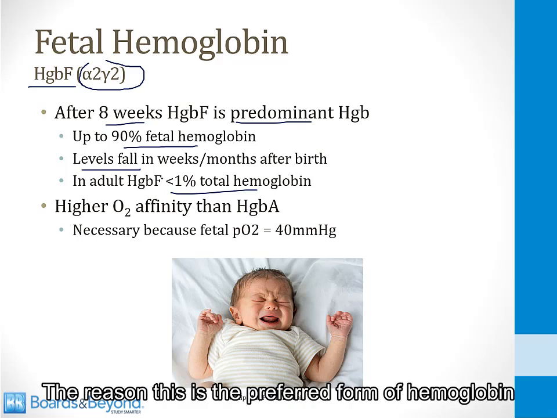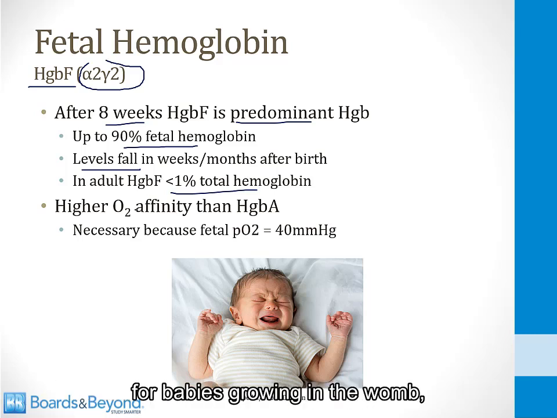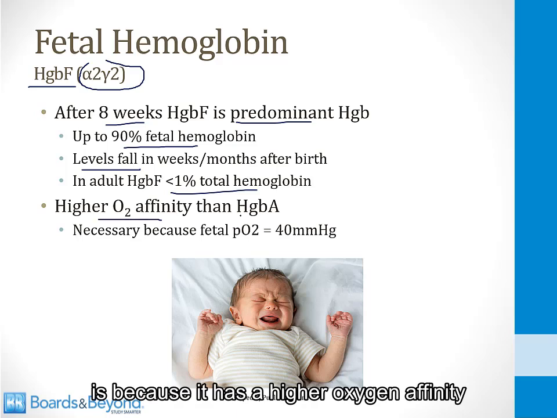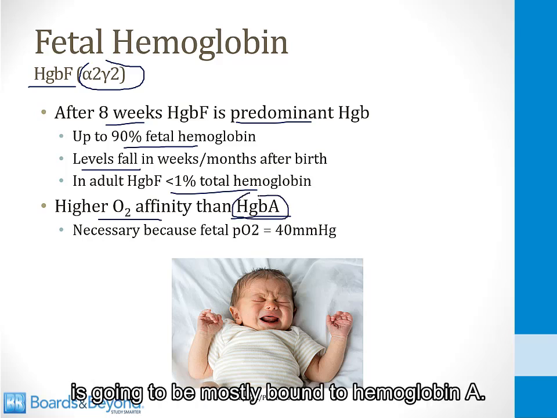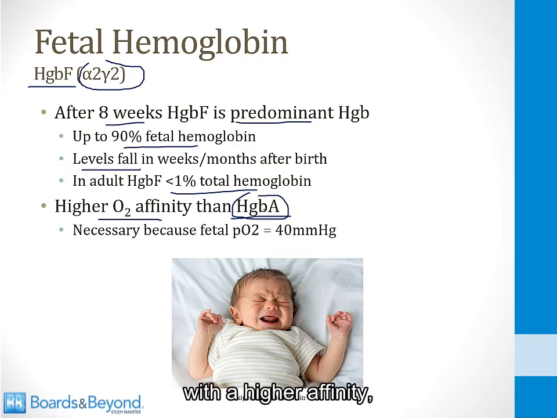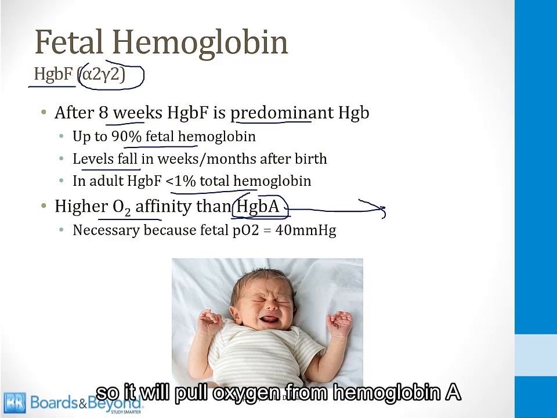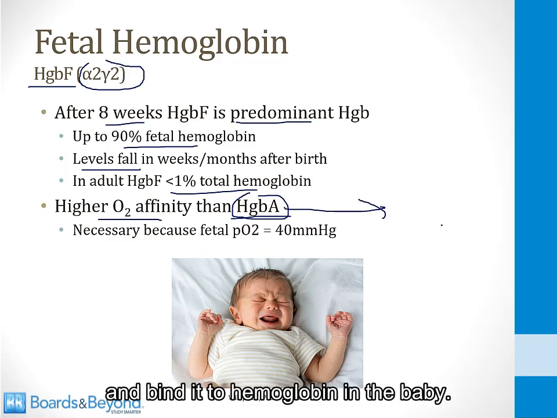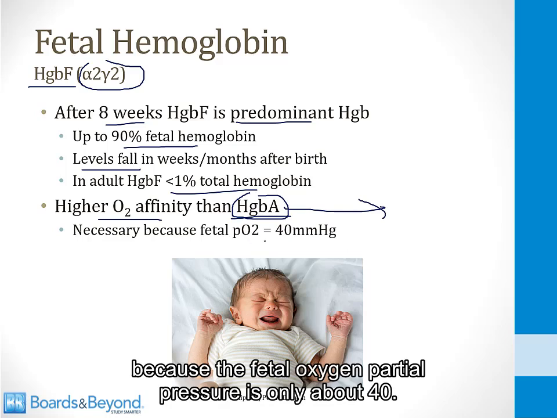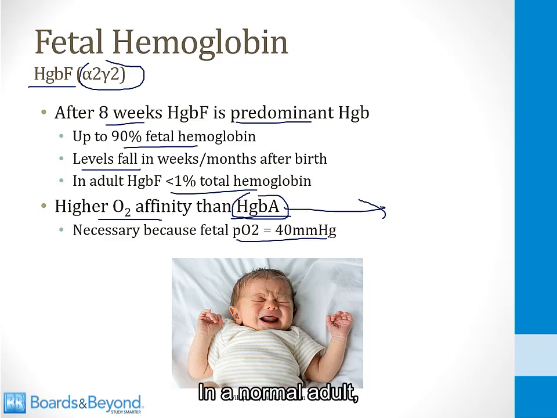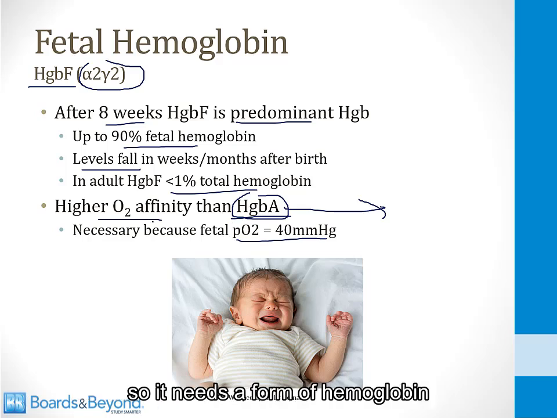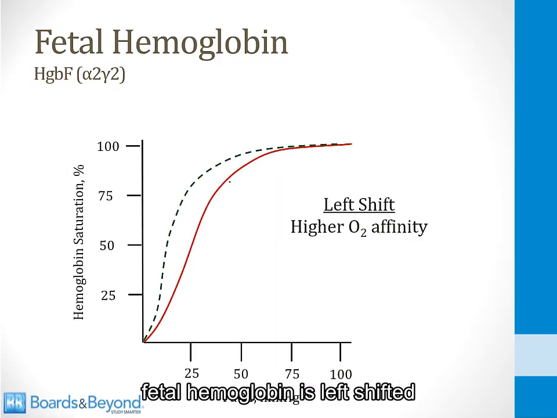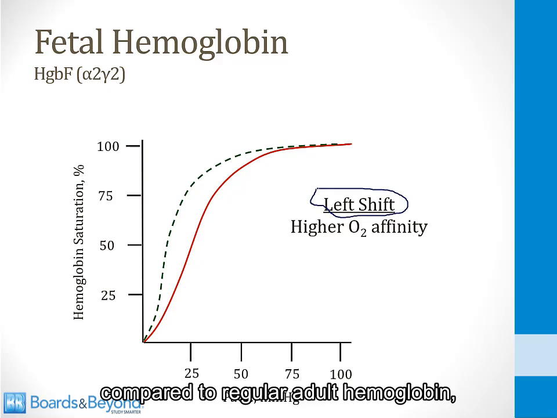The reason this is the preferred form of hemoglobin for babies growing in the womb is because it has a higher oxygen affinity than hemoglobin A. Remember that hemoglobin in the mother is going to be mostly bound to hemoglobin A, so you want a hemoglobin in the baby with a higher affinity so it will pull oxygen from hemoglobin A and bind it to hemoglobin in the baby. And this is very important because the fetal oxygen partial pressure is only about 40. In a normal adult, the oxygen partial pressure is about 90 or so. It's much lower in the baby when it's growing, so it needs a form of hemoglobin that very easily binds to oxygen.